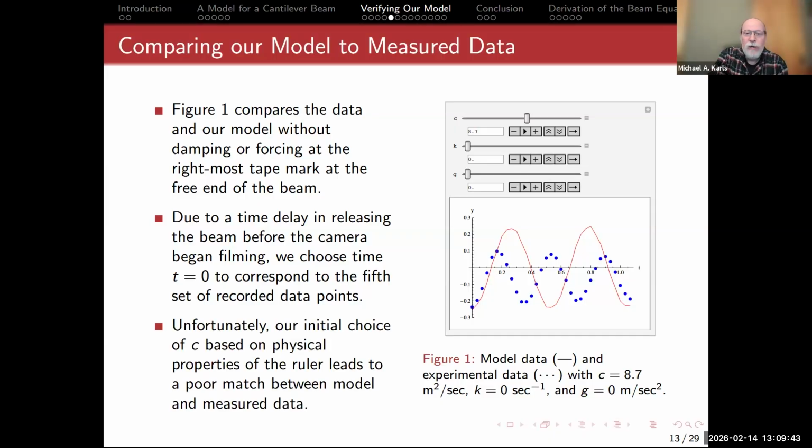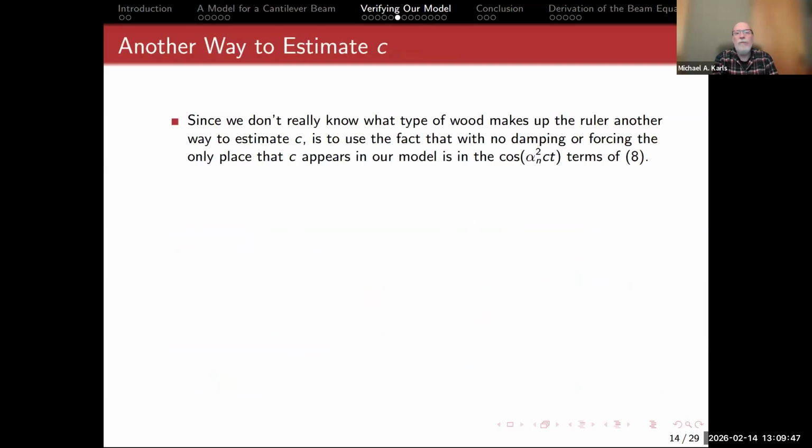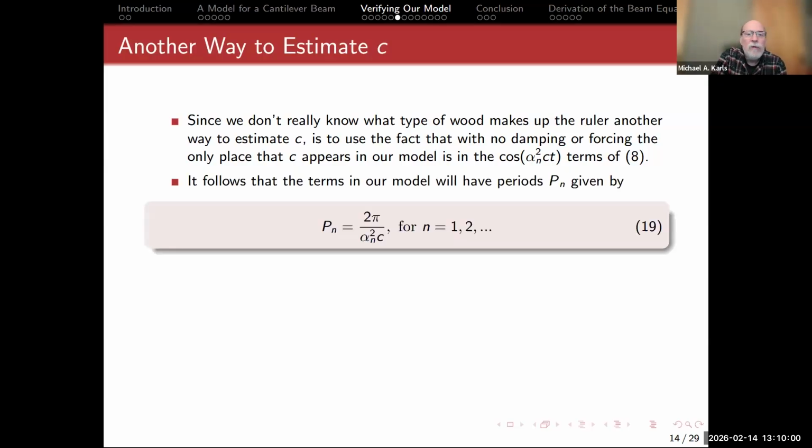Okay, so what do we do to try to get a better choice of C? Well, we don't really know what type of wood makes up the ruler, so another way to estimate C is to use the fact that with no damping or forcing, the only place that C appears in our model is in the cosine of alpha sub n squared CT terms in our solution 8. And so it follows the terms in our model have periods p sub n given by 2 pi over alpha sub n squared c for integers n equals 1, 2, 3, and so forth.